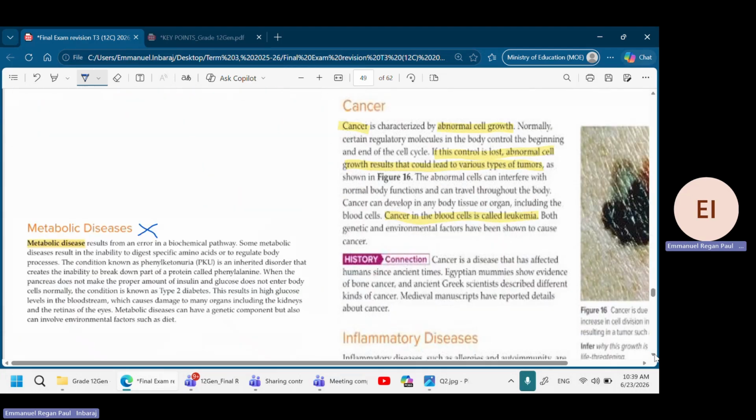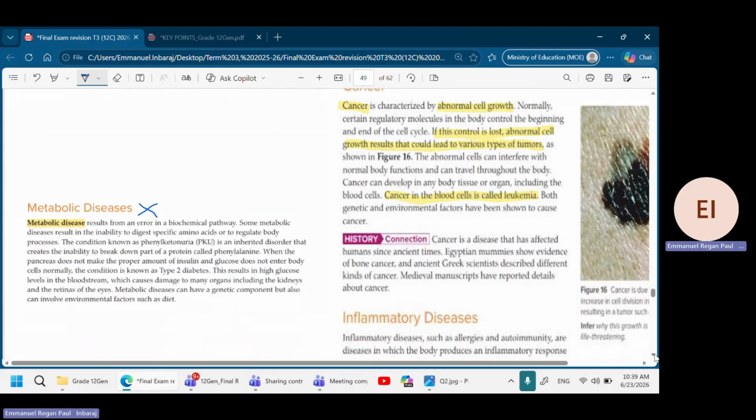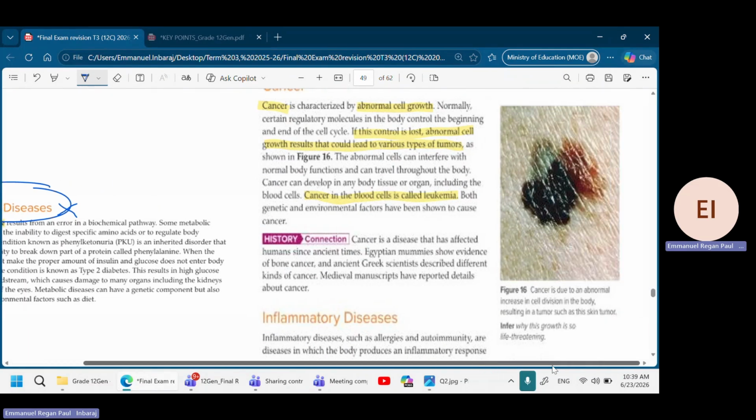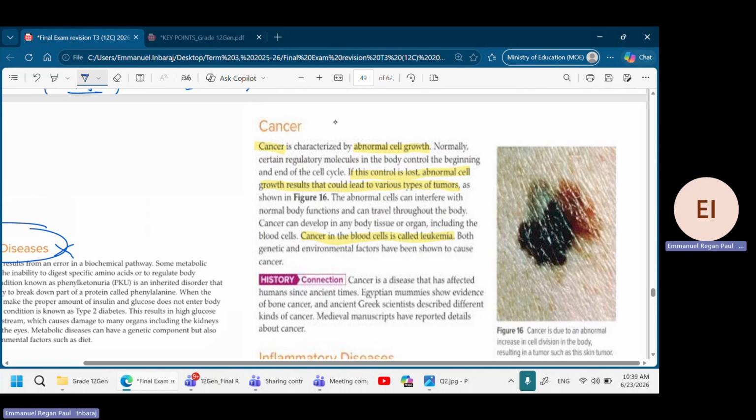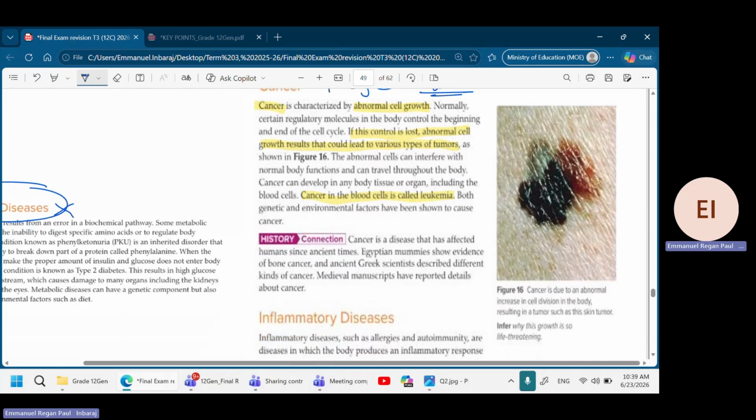The next thing you need to study is on page number 43. Don't study metabolic disease, okay? Metabolic disease is not coming for you. So now you can move on to cancer, page number 43. What is cancer? They will give you a picture for this question.